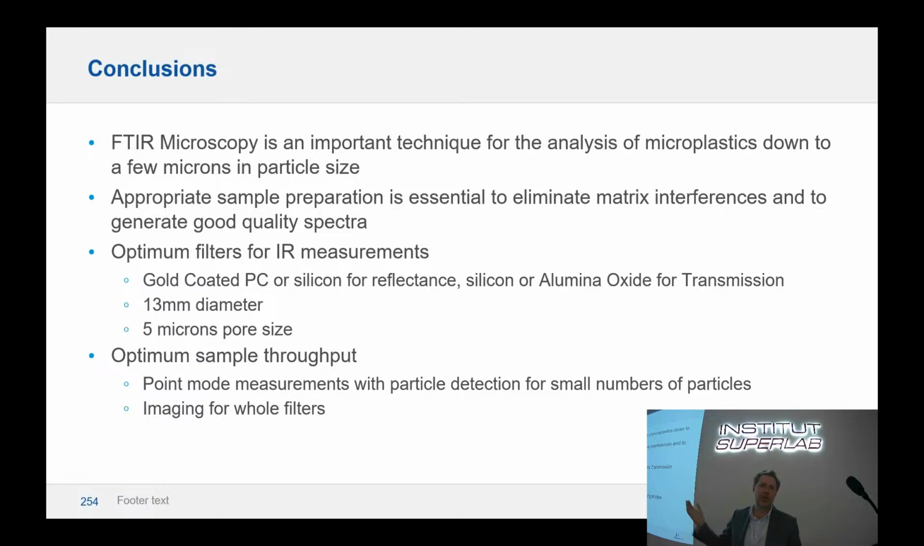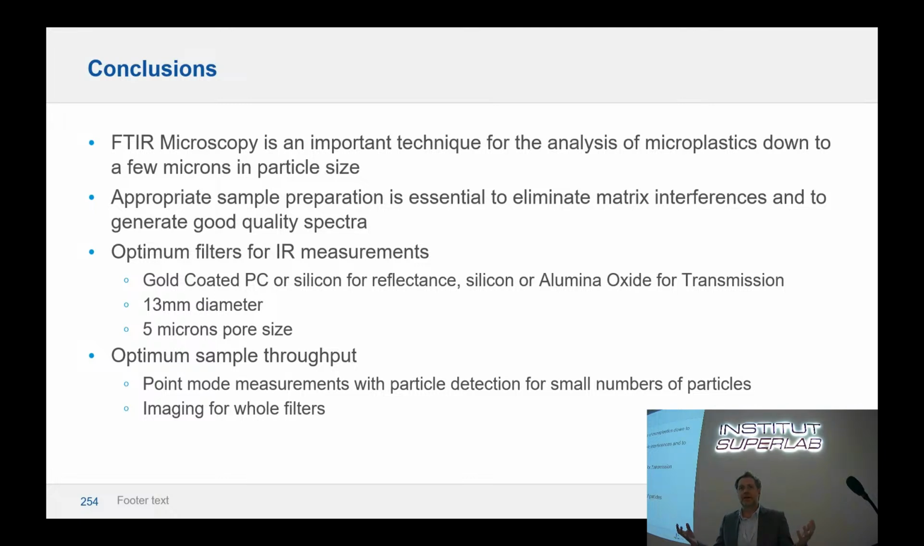You must do appropriate sample preparation to eliminate matrix interferences. That's very important for good results. And then optimize your filters for the type of analysis you're going to do. So silicon works for all different types of analysis, but you can use gold-coated polycarbonate for reflectance, or aluminum oxide, say, for transmission. And then finally, optimize the sample throughput.